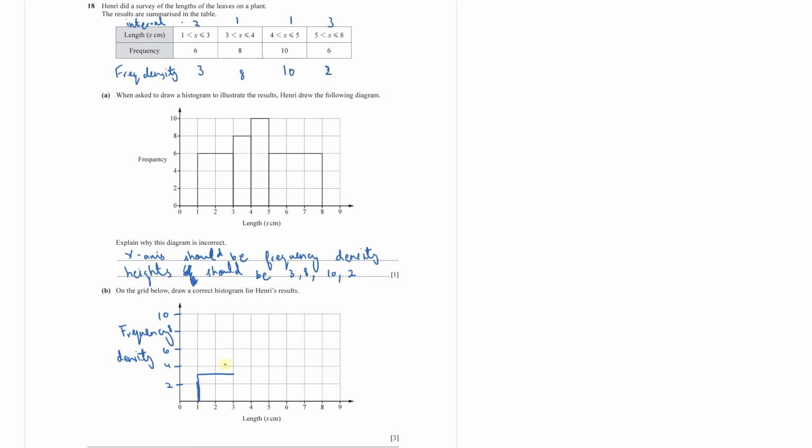Your second bar is of height 8 and width 1, so this would be like this. Your third bar is of height 10, so this would go up till here. And then your last one is of height 2, from 5 till 8. This one is like this. So this is the correct histogram for the results that are given.